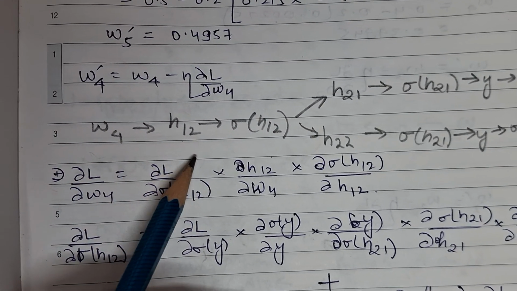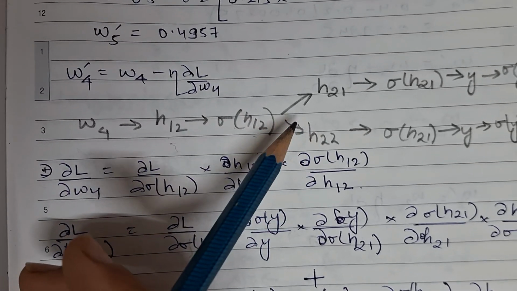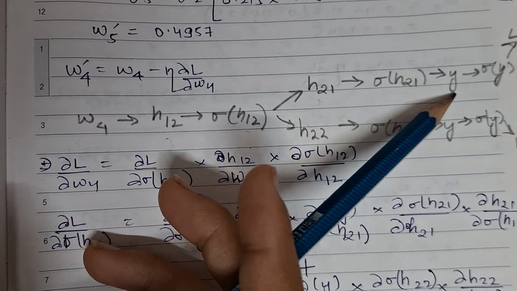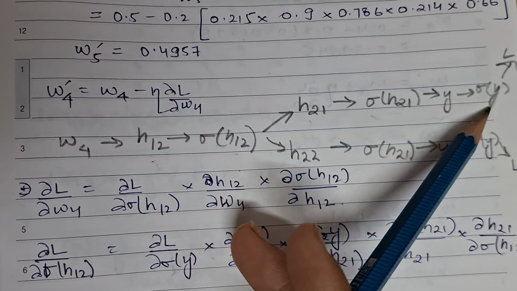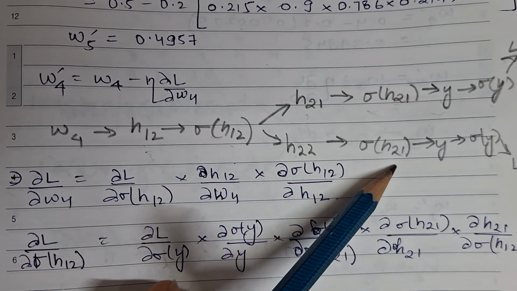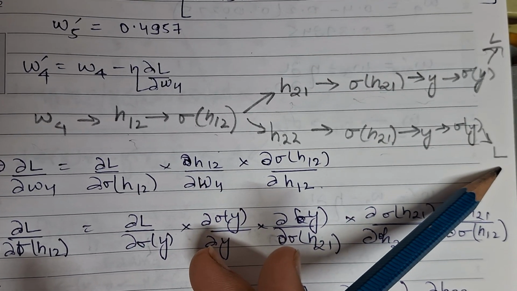Omega 4 contributes to H12, which contributes to sigma of H12. From here it bifurcates into 2 branches, H21 and H22, which consecutively go to sigma of H21, then Y, then sigma Y, then L, which is the error. And H22 goes to sigma of H22, then Y, then sigma of Y, then L, which is the error.